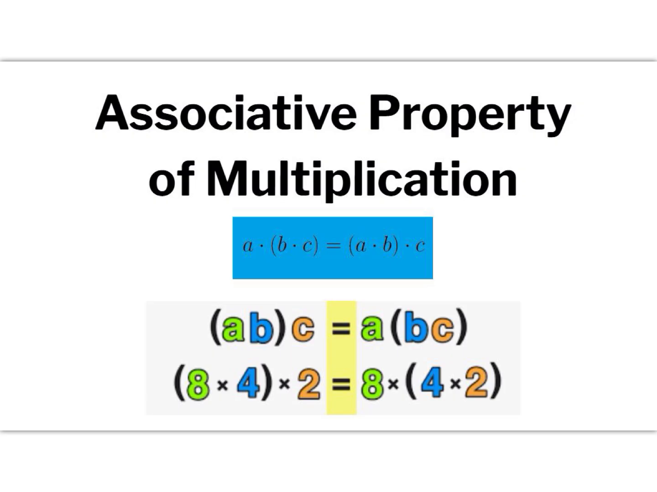It also can look like this. Remember with variables, the letters A next to B, imagine there's a little invisible times sign in there. So that means A times B, then times C equals A times, and then in parentheses, B times C. So here's what it looks like with numbers. In parentheses, 8 times 4, and then times 2 is the same as or equal to 8 times, in parentheses, 4 times 2.